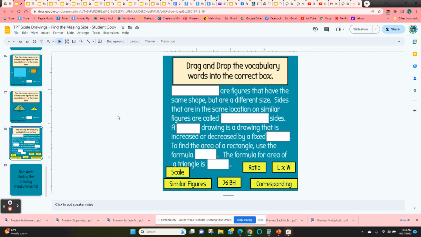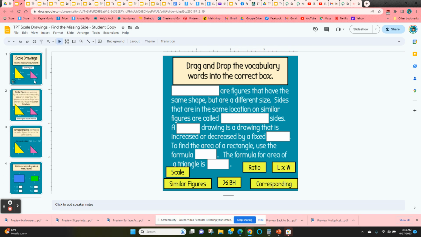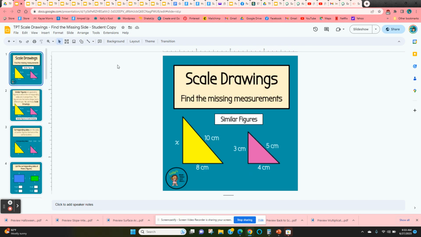And then the final slide, they're just going to be moving these terms into the correct place in the sentence frames. So that gives just a review of everything that they've just done. So that is a digital lesson on scale drawings, find the missing measurements.